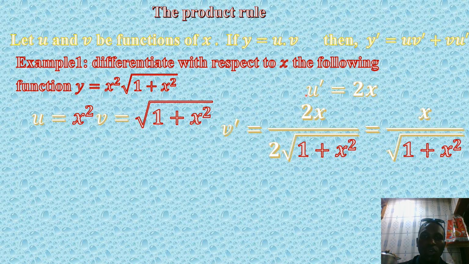Okay, u prime, where you differentiate u with respect to x here is just 2x, and where you differentiate this one, I'll leave it to you to do. Okay, this part, differentiate v with respect to x. In the last video we saw the chain rule. So you use the chain rule and differentiate this, knowing that this can be written as 1 plus x squared raised to the power of 1 over 2.